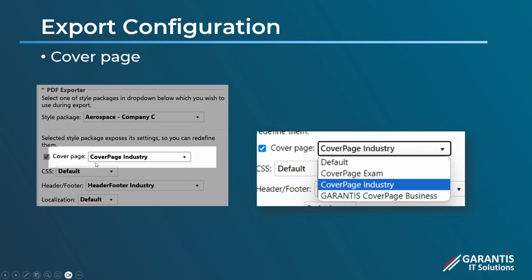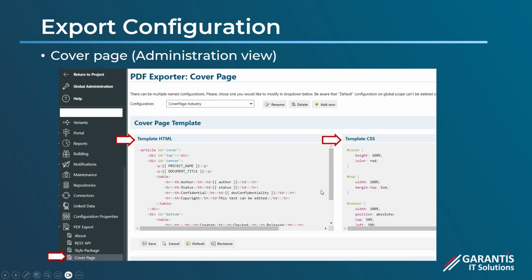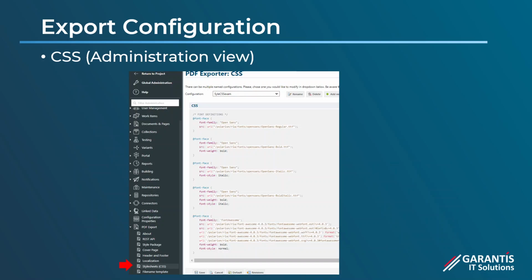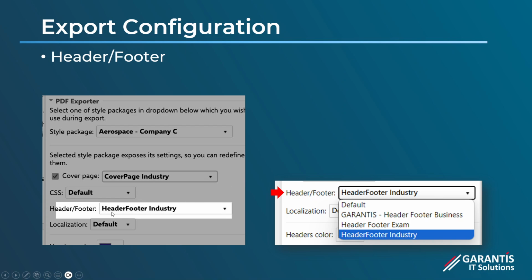Then you can configure multiple cover pages. You see we have a cover page for industry, we have a Garantis cover page. You can select different fields for the cover page. They are predefined. You can use HTML and you can change the CSS styles. Then you can change the CSS, and for CSS you have a separate set of data which can be edited by you. And the same goes for header and footer. You can have multiple predefined headers and footers.